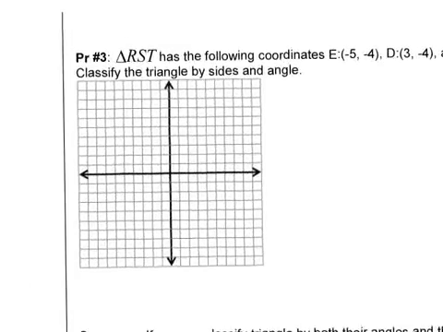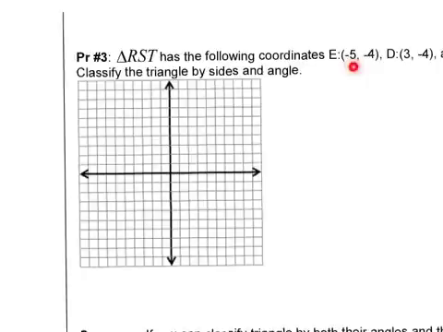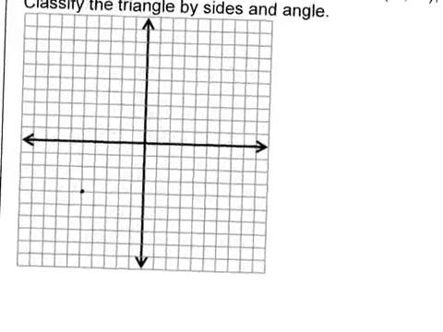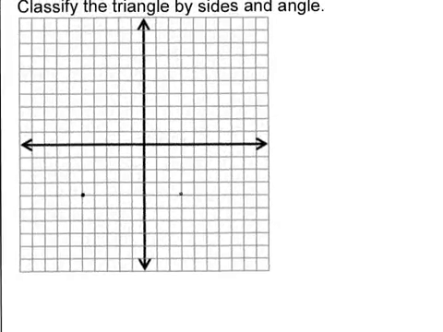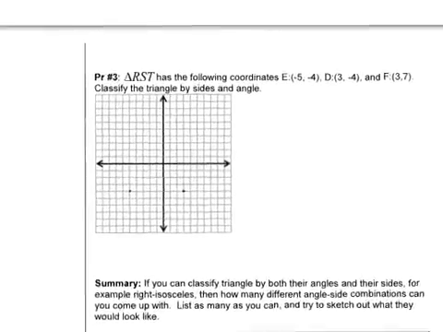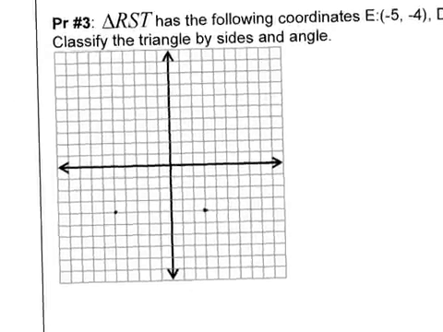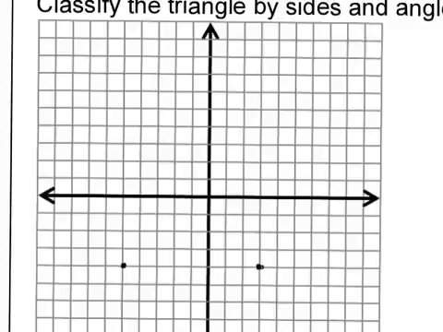Okay, let's see if I can plot some points correctly on practice number 3. This one says negative 5, negative 4. So this one is down here in the bottom. So let me zoom in and plot that. Negative 5, negative 4. And then the next one is 3, negative 4. So I go over 3, down 4. And the next one is 3, 7. Alright, now I connect all my lines.